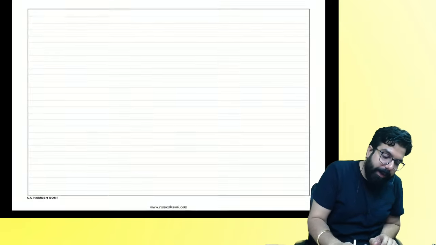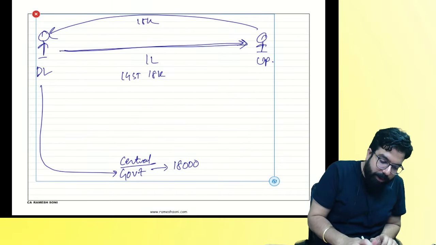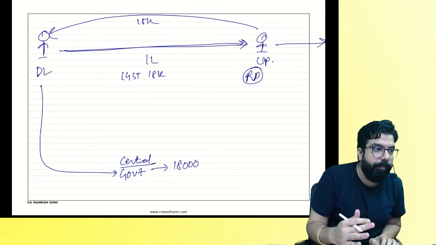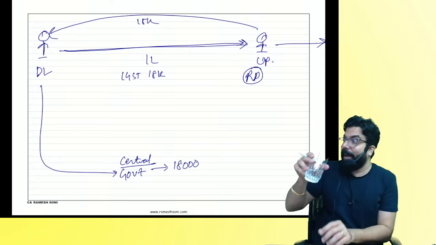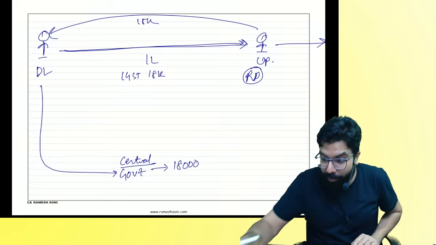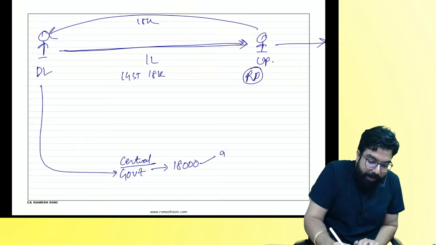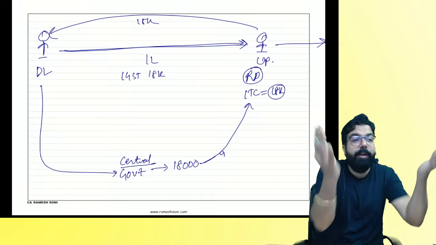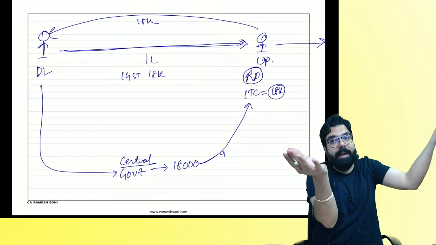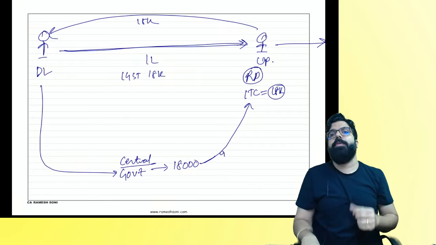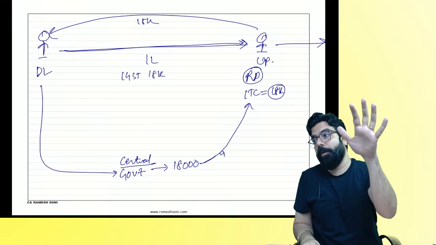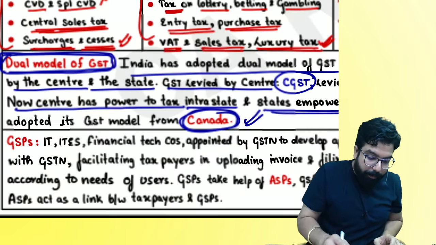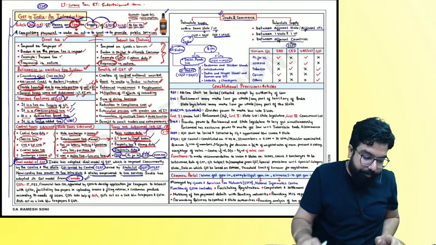But in the same example, if I ask you, the UP person is a registered person and is going to sell these goods further. Can the government drink water? No. Why? Because the government will give him how much ITC? What will he do with the 18? Whatever he collects from the customer, he will adjust. Is my point 100% clear to all of you? Shall I repeat or got it? Do you want a break or did you actually get it?